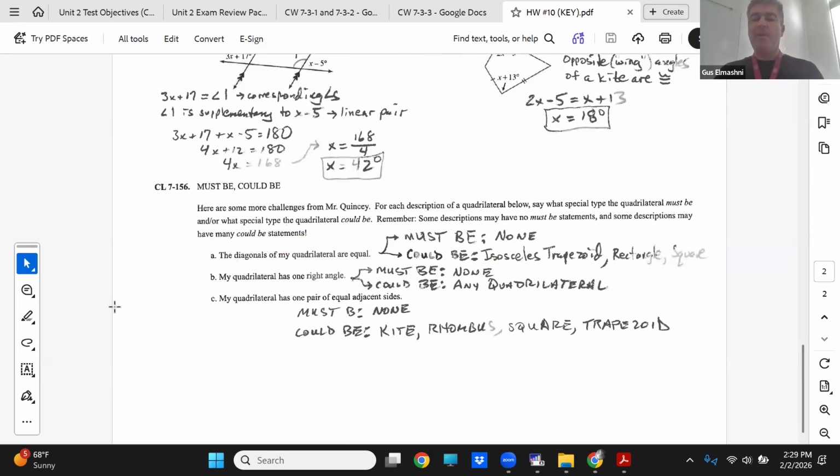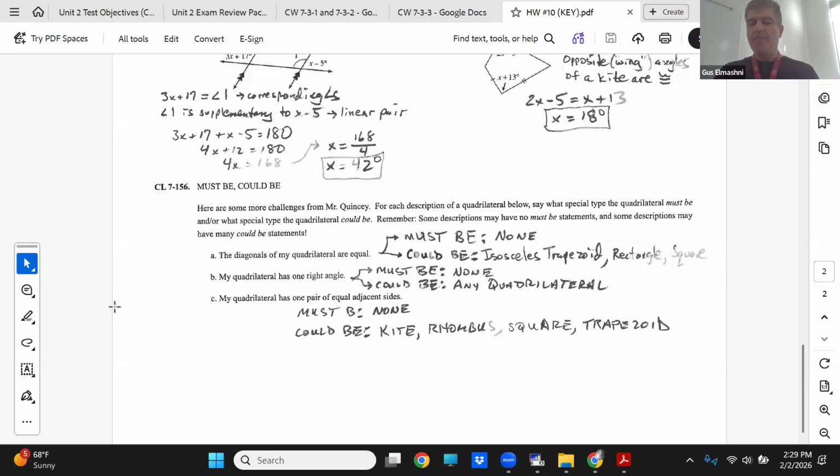Okay, if you're told the diagonals of a quadrilateral are equal, well, I don't know what it has to be. Could it be a rectangle, square, or isosceles trapezoid? Sure. But is it guaranteed to be any of those three? No. My quadrilateral has one right angle. Well, any quadrilateral could have that, so I don't know. Or my quadrilateral has one pair of equal adjacent sides. Now that's the thing. Is it exactly one pair, or at least one pair? See, again, it's kind of ambiguous, right?